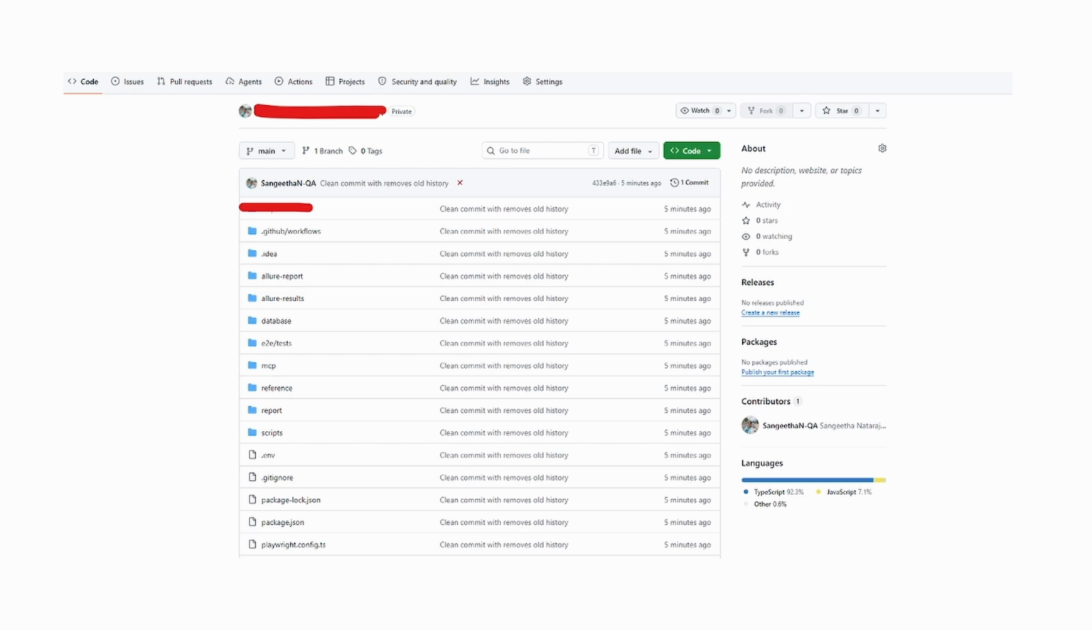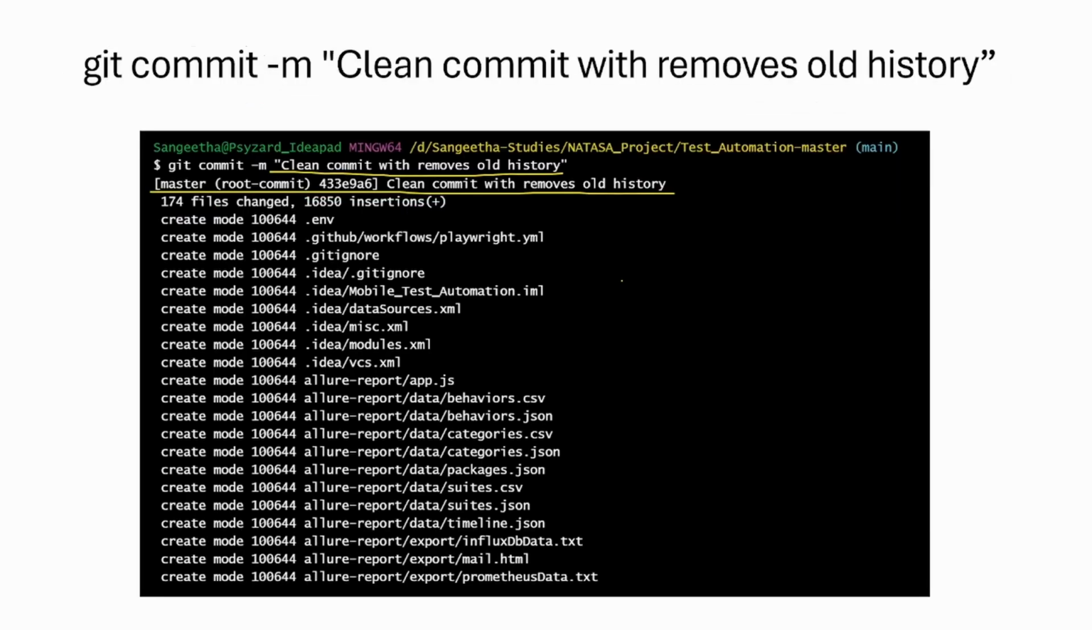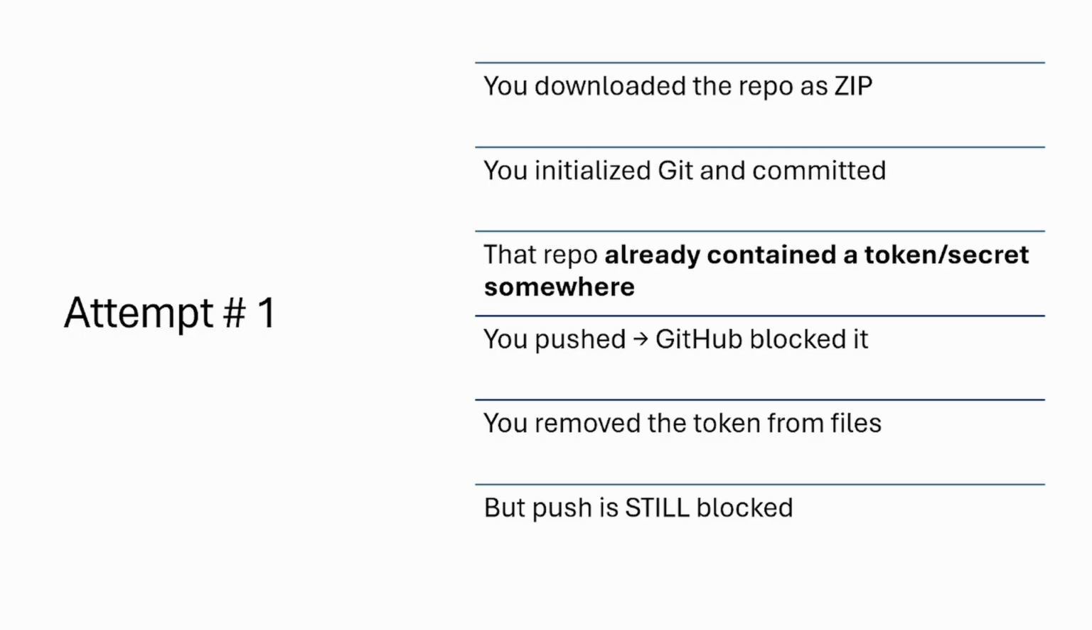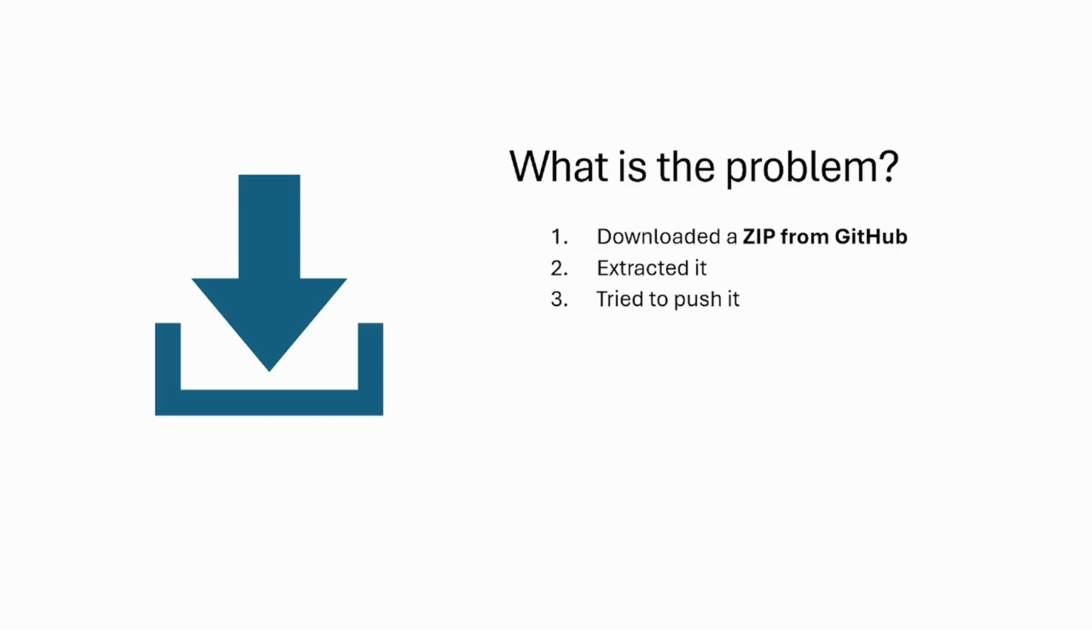This is the way you have to commit your changes. Your repo should not contain any secret things, whether password, token or API key, whatever it is. You should remove that. Then only can you push your changes into the repo. So this is the way you have to solve this problem.